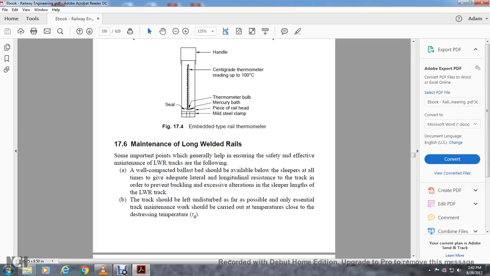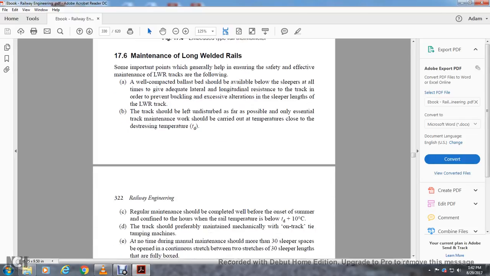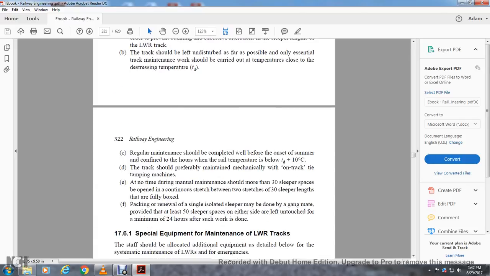The track should be left undisturbed as far as possible. Only essential track maintenance work should be carried out at temperatures close to the destressing temperature. Regular maintenance should be completed well before the onset of summer, at a rail temperature of the destressing temperature plus or minus 10 degrees Celsius.